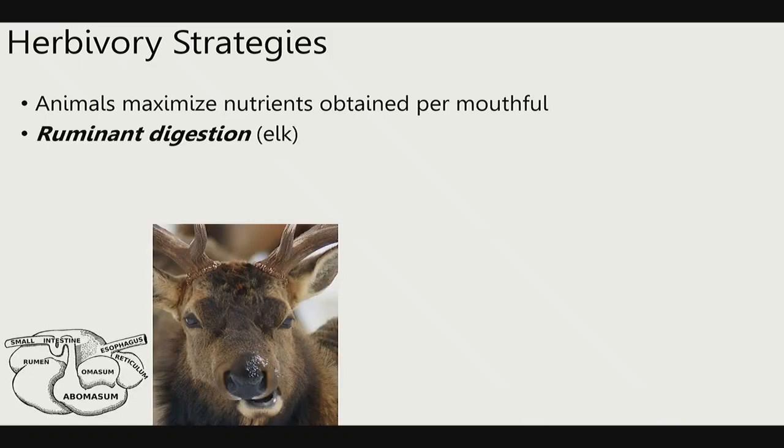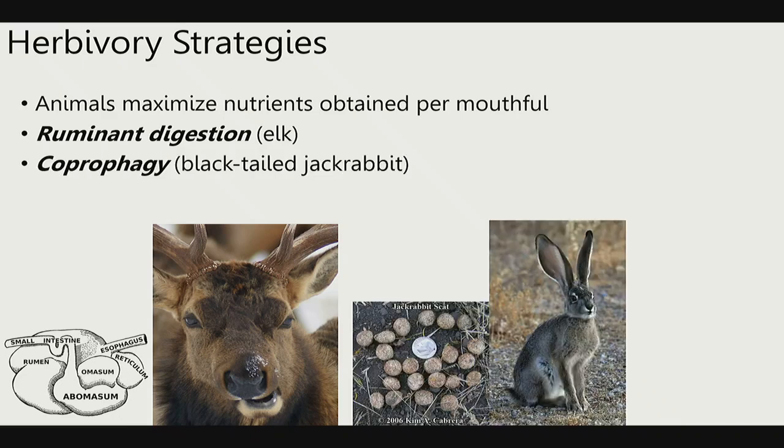So for example, something like an elk practices what we call ruminant digestion, just like a cow. They have this very complex, specialized stomach that's able to use bacteria that they sort of have a mutual relationship with to digest grass and grass seeds, right?